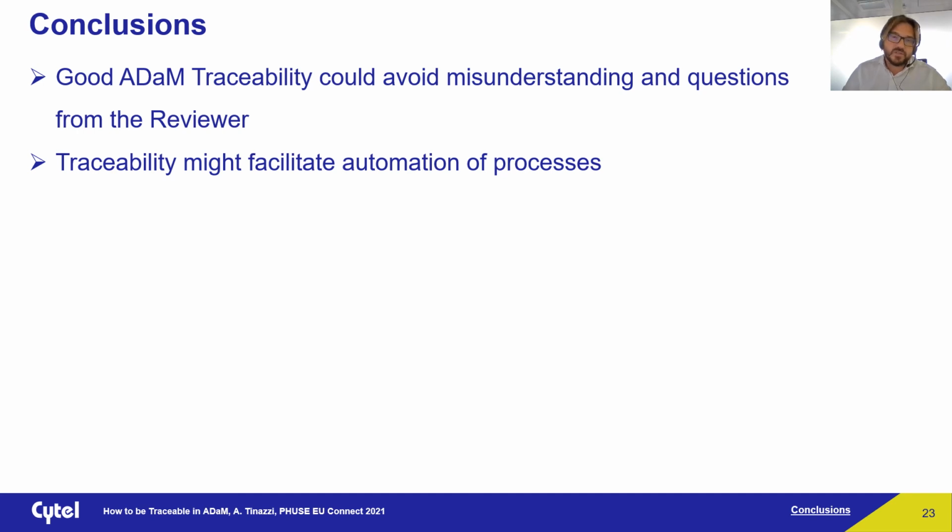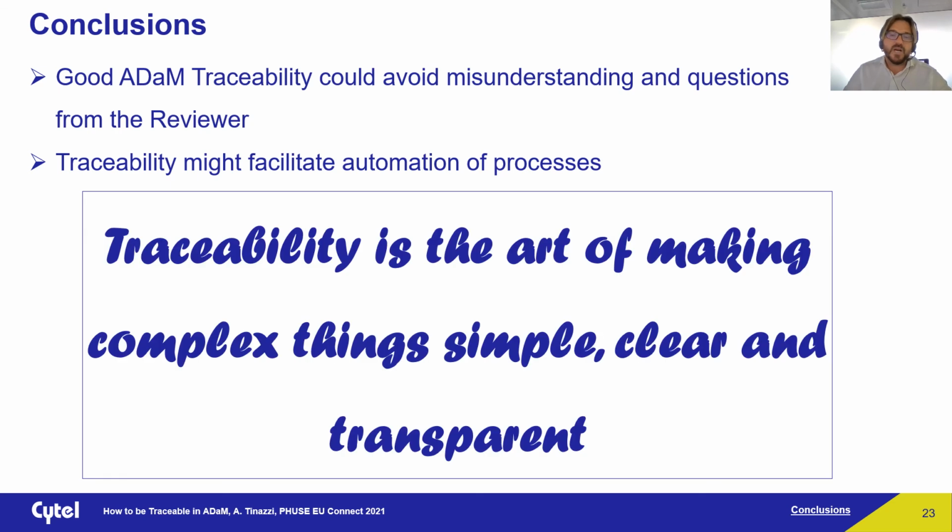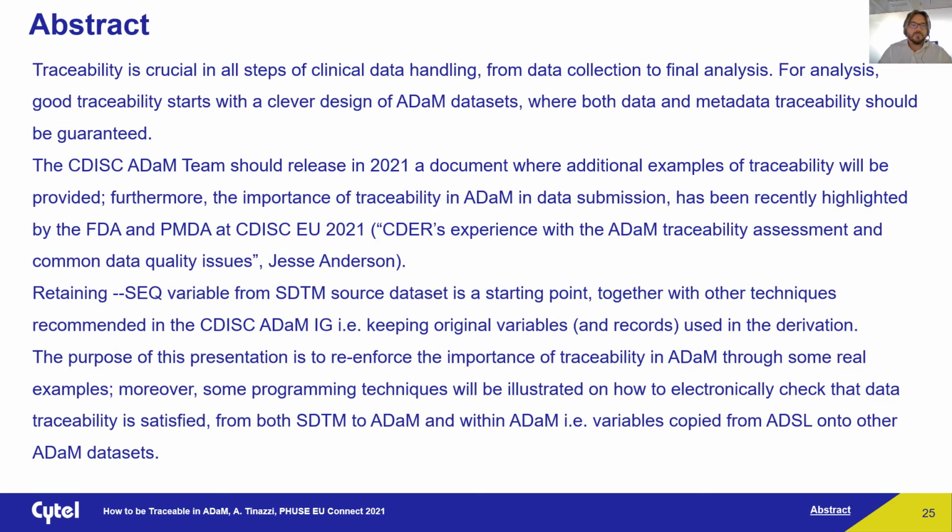Traceability could also, of course, facilitate automation of our processes. And after all, traceability, if you want to add a third definition to the two I mentioned at the beginning of the presentation, is for me the heart of making complex things simple, clear, and transparent. Some useful references here for further reading, if you want to elaborate a bit more.